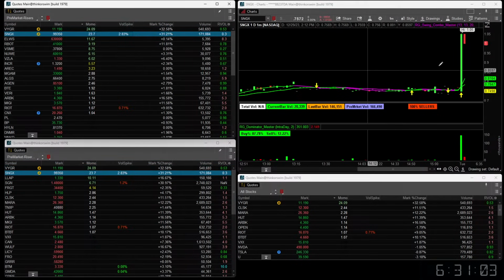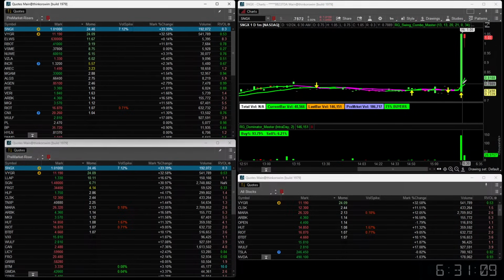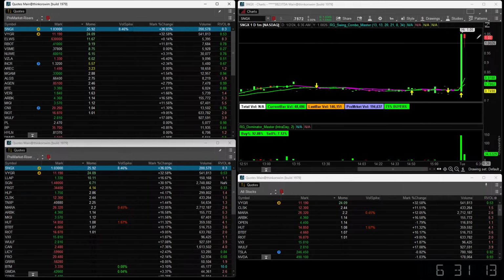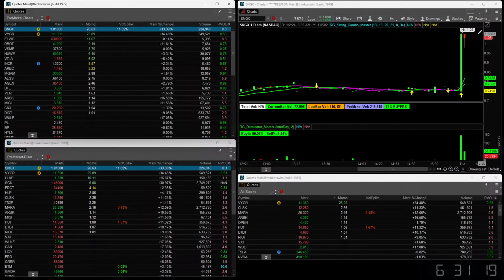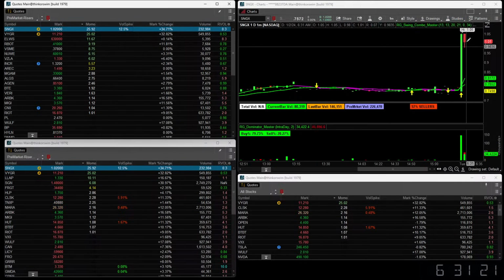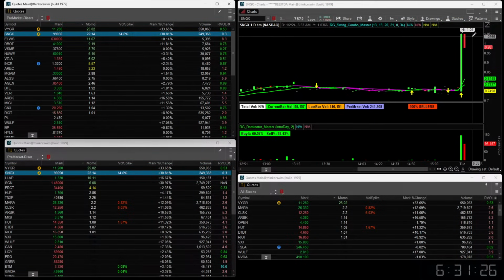SNGX taking off, one gigantic green candle around $1. Looks like it increased about 40 cents on the first candle. We'll be waiting on a pullback. Let's see if we can get one. If you get a long tail on the bottom of this red candle, that means the buyers are buying up what they're selling.